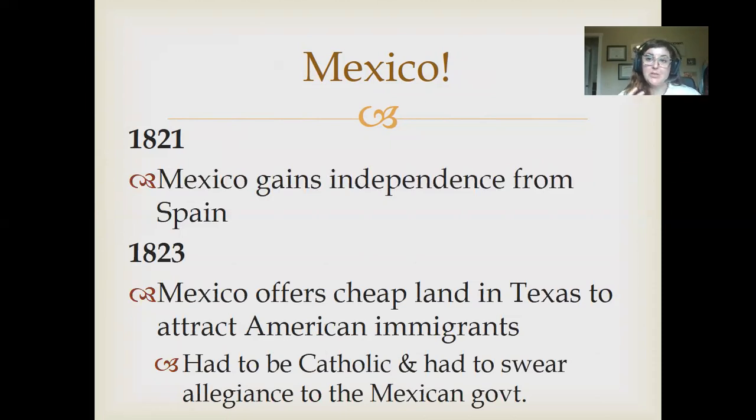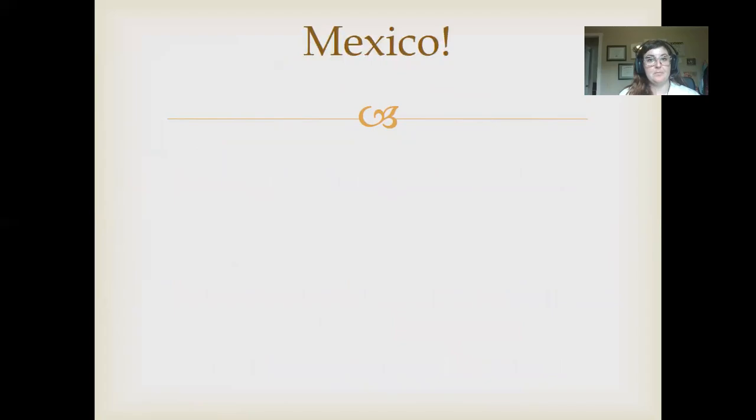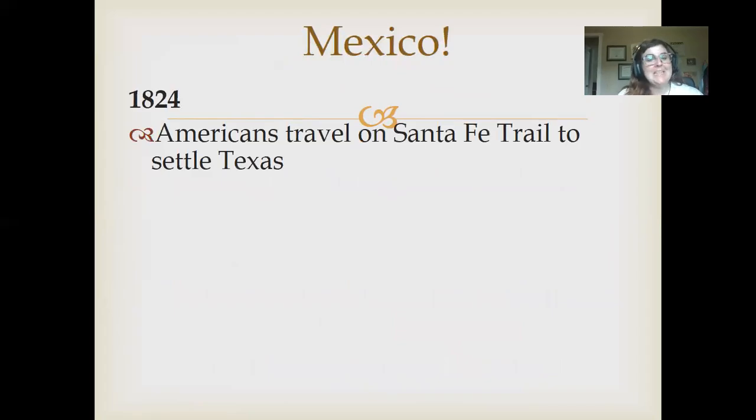So the only two things you had to do to be eligible for this territory was to be Catholic, and then you also had to swear allegiance to the Mexican government, which basically means you would give up your US citizenship. But in return, they were giving you really cheap land, right? So that was a draw for many families. Okay, so in 1824, Americans begin to settle in Tejas, Texas, and they travel to what would later become cities in Texas on what was called the Santa Fe Trail. So it's kind of similar to the Oregon Trail.